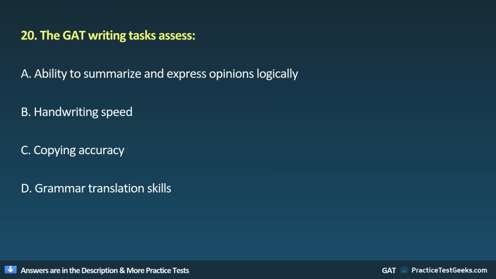The GAT writing tasks assess A, ability to summarize and express opinions logically. B, handwriting speed. C, copying accuracy. D, grammar translation skills. 21.